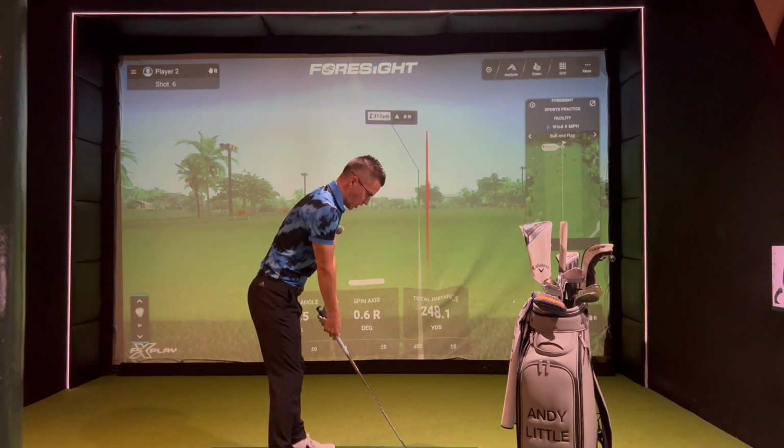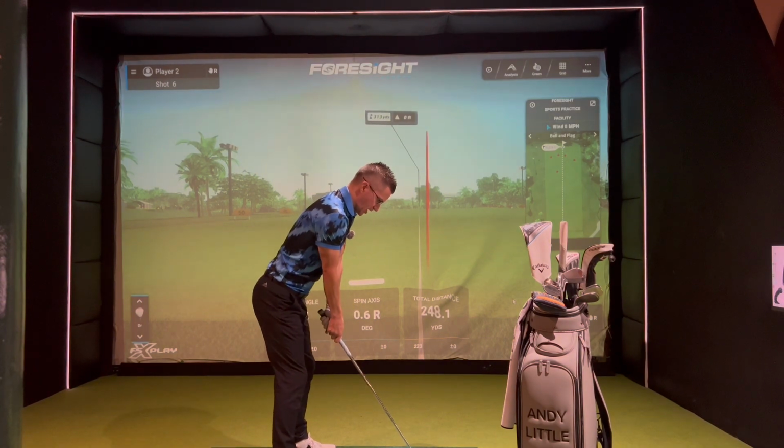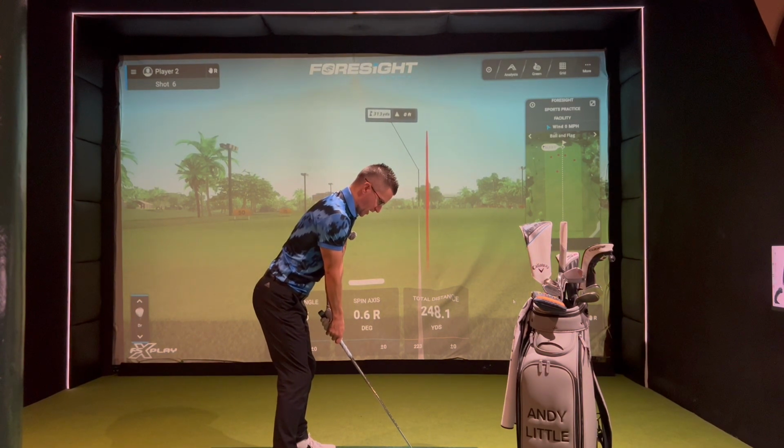Yes, if you catch it out of the toe, if you catch it out of the heel, it can obviously put a little bit of spin on the golf ball. But to understand the data a little bit better, if I can get less than 4, I know this ball's not going to curve off the world.